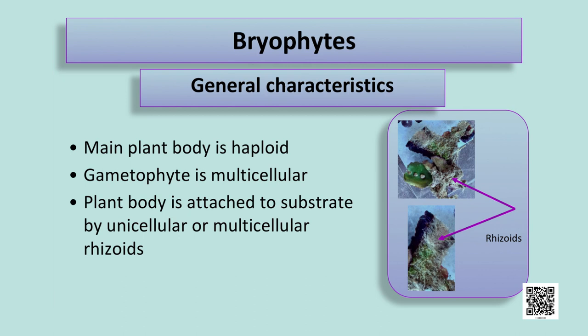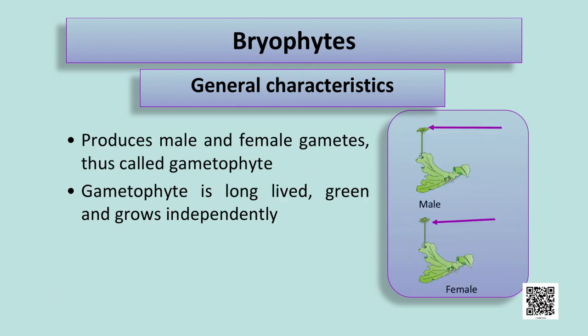Rhizoids can be seen in this picture. It is clear in the picture and they are marked by arrows. The plants we can see in the picture are haploid and are the main plant body. This produces the male and female gametes within these umbrella shaped structures. Can you tell me why it is called gametophyte? It is called gametophyte because gametes are produced by the main haploid plant. Gametes are produced within special structures called gametophores. You can see male and female gametophores as marked by the arrows in the given figures.